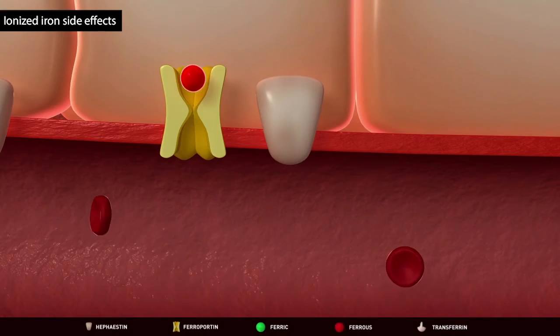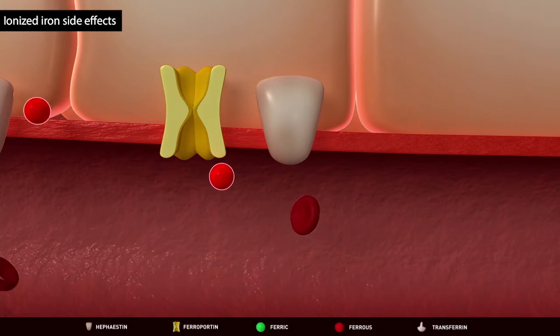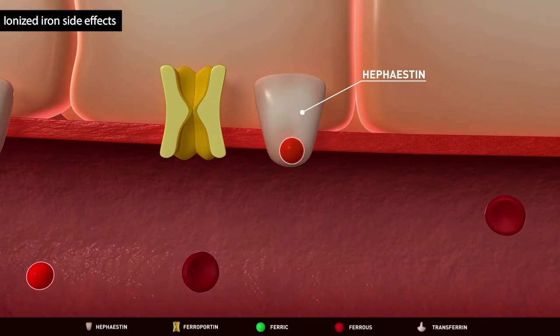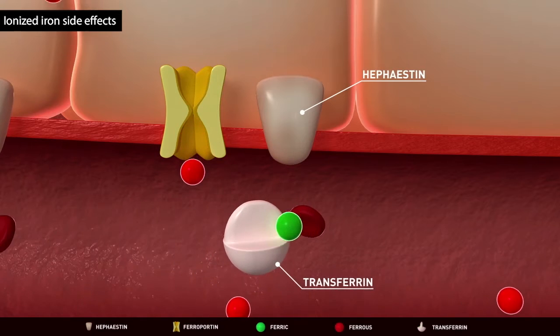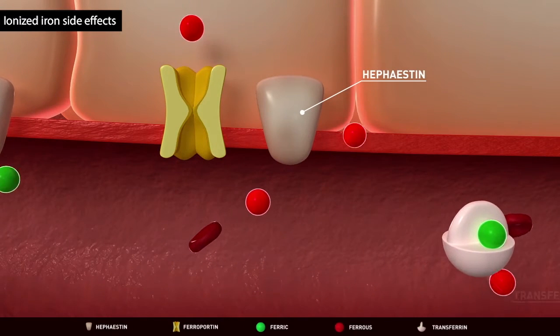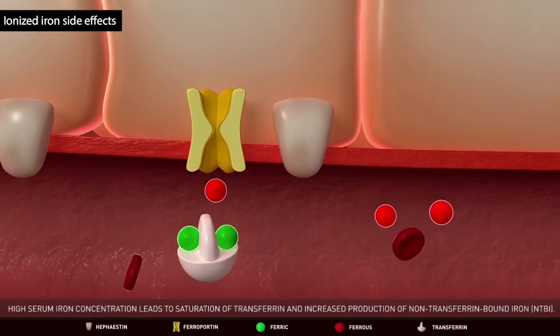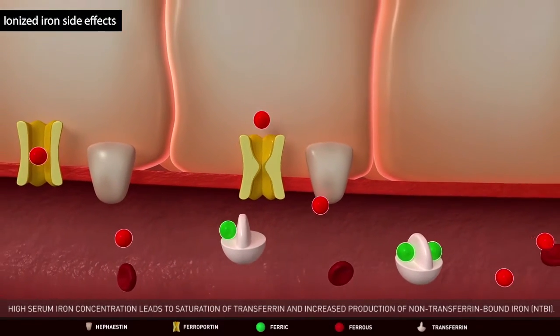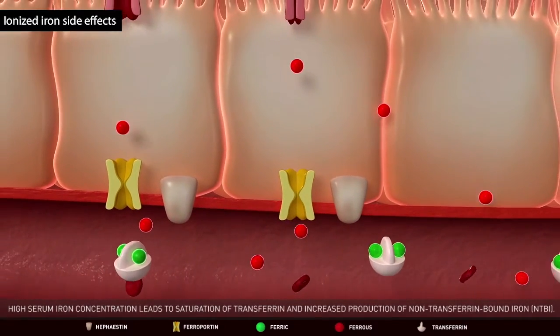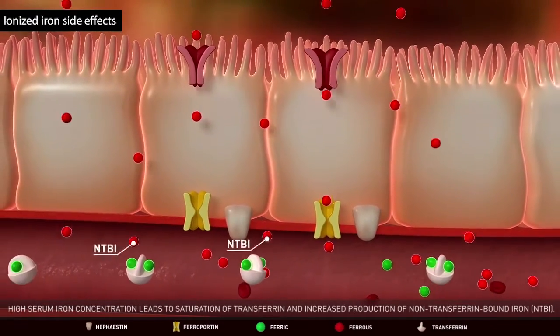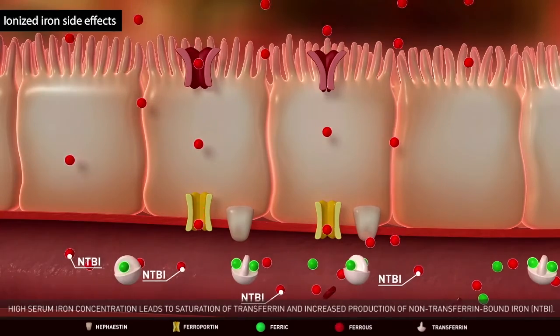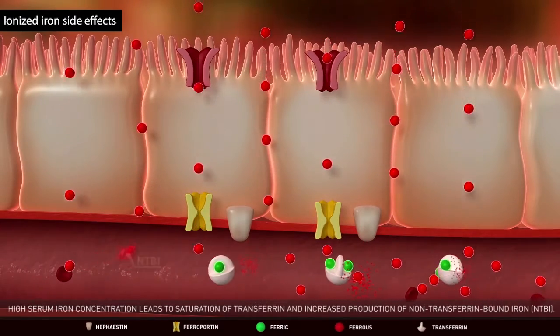The ferrous iron that passes into the bloodstream gets converted to ferric iron via hephaestin and is transported via transferrin to target organs. However, the high serum iron concentration from the uncontrolled uptake of ferrous iron leads to the saturation of transporter protein transferrin and increased production of non-transferrin-bound iron.